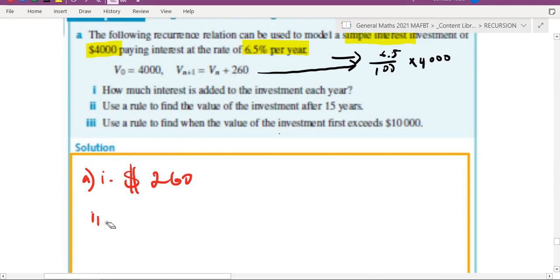Part 2, use the rule to find the investment after 15 years. Now, that's a lot, isn't it? And you're not going to do it by hand. It's too much. So if you're trying to find something that's of high term, what should you use? Use the nth term rule.